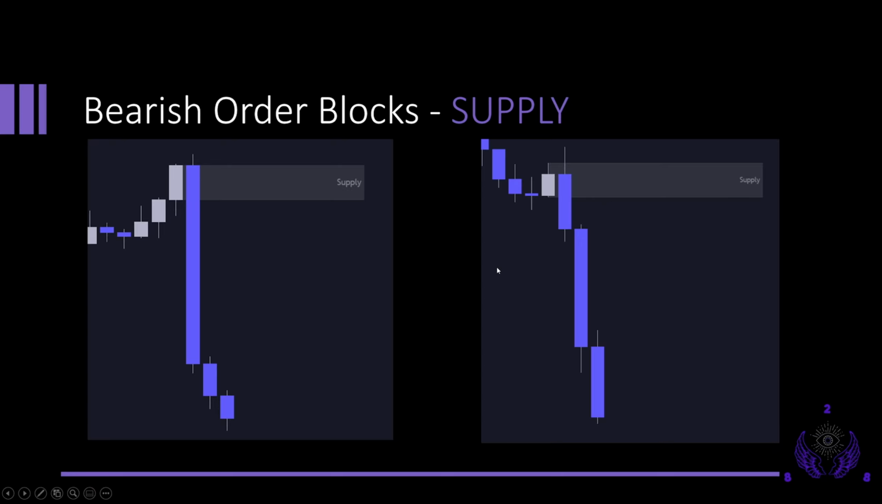This is an example of a bearish order block, also known as supply. Look, we had this last buying candle after this downside move, this rapid move. So this is our last buying candle. Which one is the order block? Supply. Here is another example, this is our last buying candle before this rapid move. So this is our order block, also known as supply.